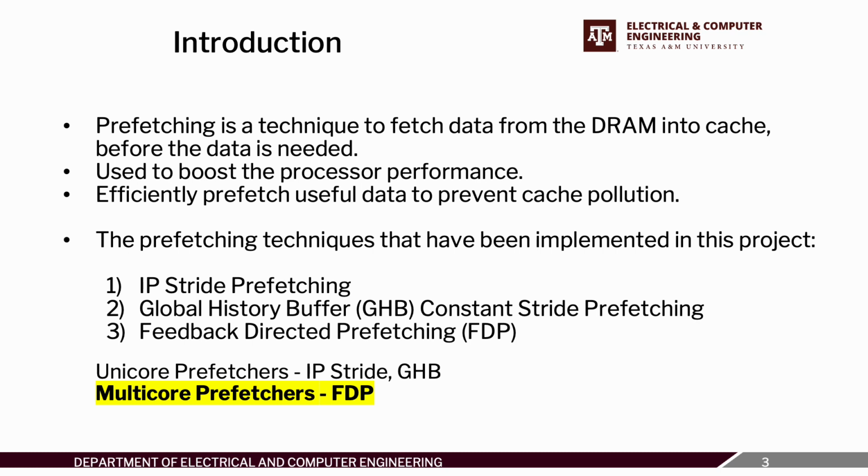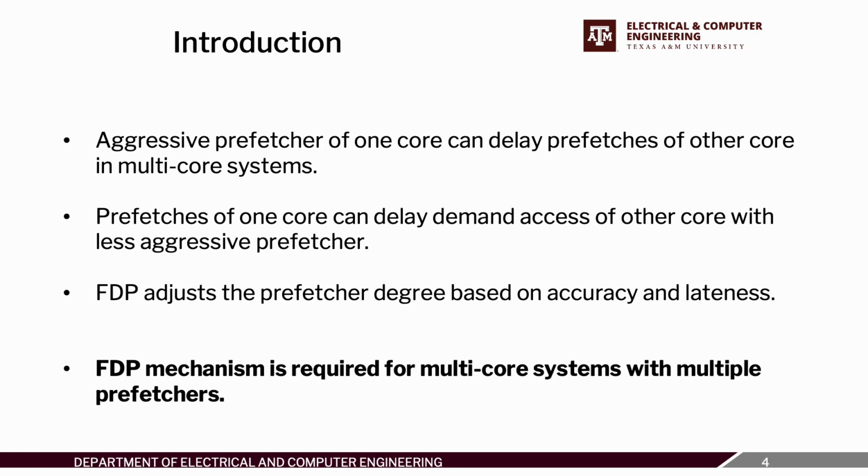required. Here we talk about three prefetching techniques, namely the IP stride prefetching, global history buffer with constant stride prefetching, and feedback directed prefetching. Out of the three, IP stride and GHB are unicore prefetchers, while FDP is a multicore prefetcher. Multicore processors face an issue when one of their cores carries out aggressive prefetching, due to which the rest of the cores can't prefetch. And FDP solves this by adjusting the prefetcher degree based on the accuracy and lateness.